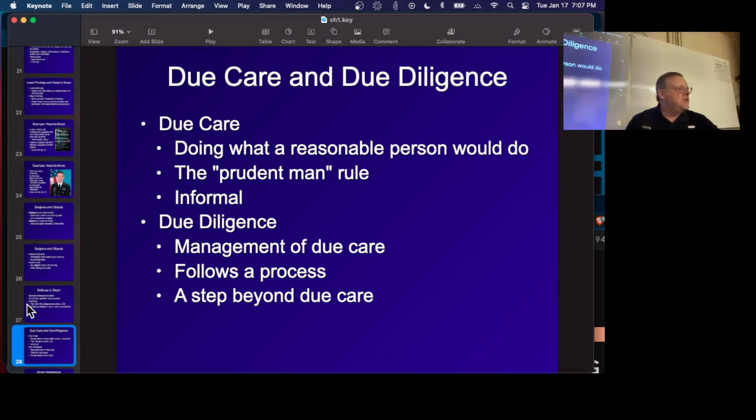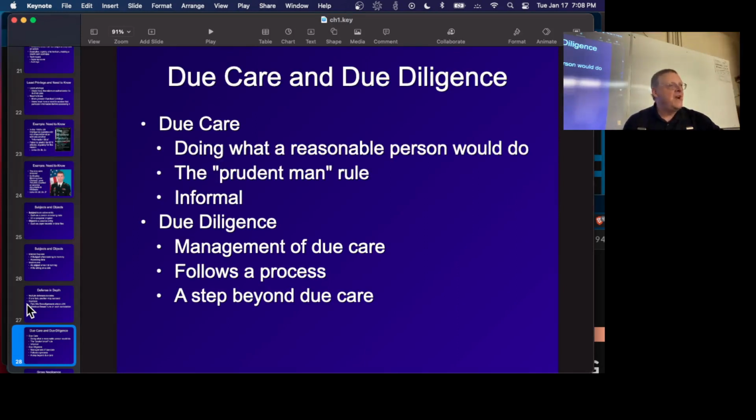Due care is doing what a prudent person would do, not being stupid or careless. That's the prudent man rule. Due diligence is management of due care, where you have a process to make sure that these stupid things are not happening on your network. This is actually the main thing you can do for security. This is a general fact. All the fancy glamorous stuff, like learning about zero-day attacks and buying complicated devices, is not what really makes you secure. Mostly what makes you secure is just plain old hygiene.